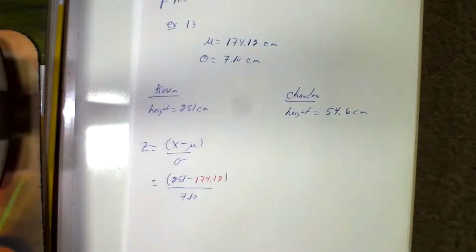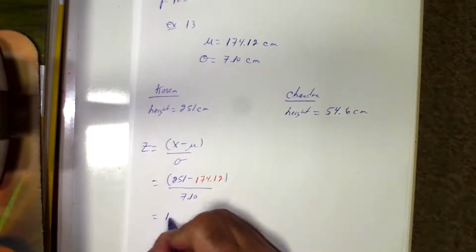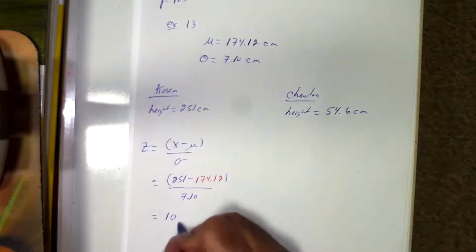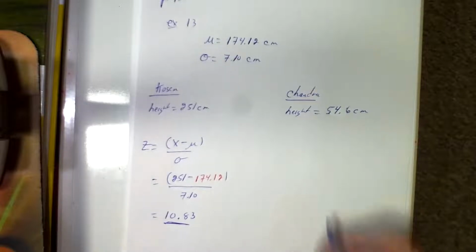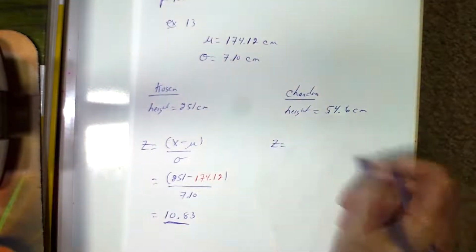And let's see what we get for Kosin. So 251 minus 174.12 and divided by 7.10. I forgot to put the parentheses. Hold on one second. Kosin's z-score is 10.83. Okay, that's Kosin.